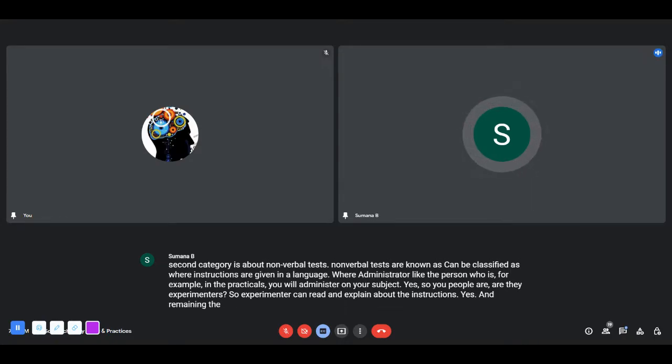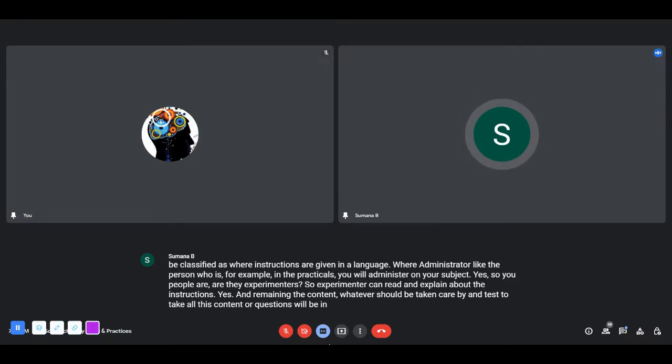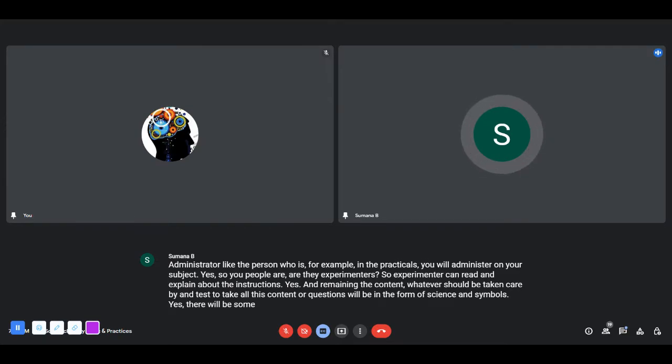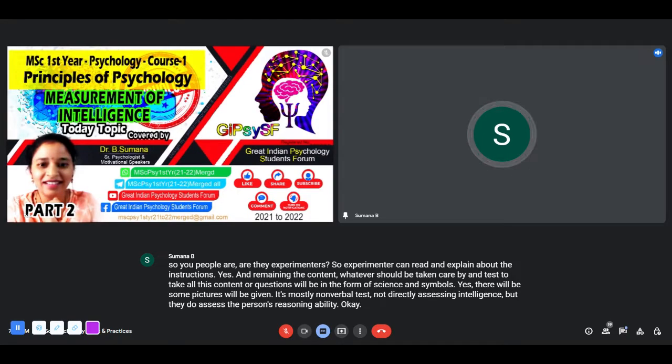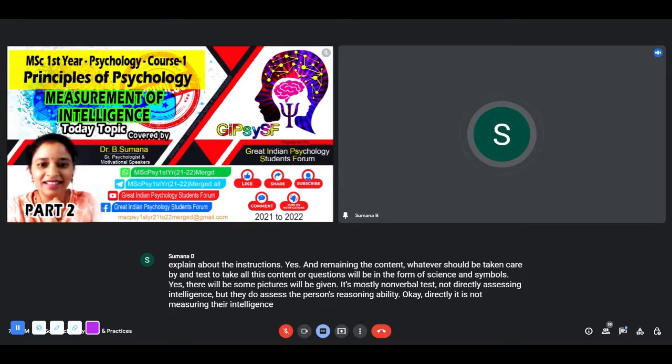And the remaining content that the test taker has to handle, all the content or questions, will be in the form of signs and symbols. There will be some pictures given. It's mostly a non-verbal test, not directly assessing intelligence, but it does assess the person's reasoning ability. Directly it is not measuring intelligence, but it measures intelligence through reasoning ability.